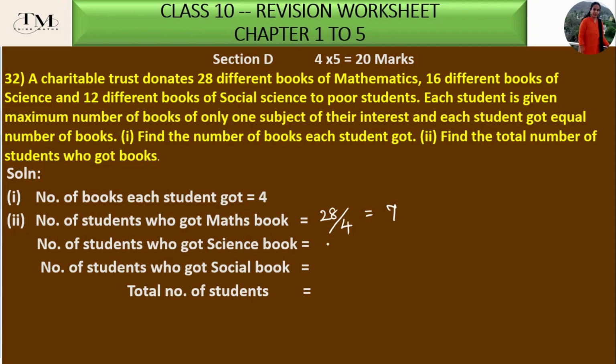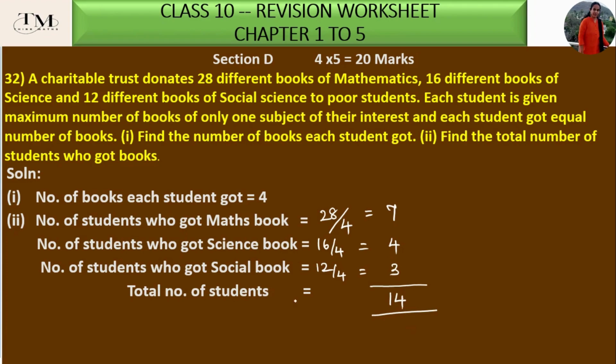Science books: there are 16, so 16 divided by 4. In the 4 table, 4 fours are 16. Next, social books: there are 12, so 12 divided by 4, 3 fours are 12. So the total number of students equals 7 plus 4, 11, plus 3, 14. So totally there are 14 students who got books.